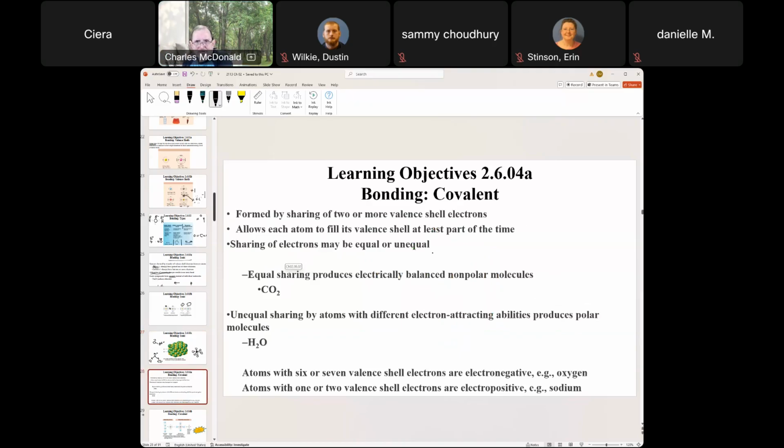Covalent, we share equal or unequal, depending. And here's our definition. Atoms that have 6 or 7 shell electrons are going to be electronegative. They're going to tend to grab electrons. Those with 1 or 2 are going to be electropositive. They're going to be tending to give them up. And that's how we get those.